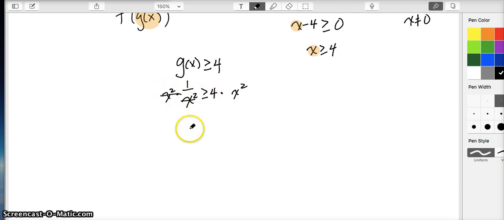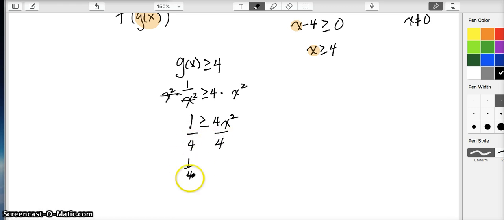Oh, the math. And I end up with 1 is greater than or equal to 4x squared. Still haven't solved for x, but I got it out of the denominator, which is kind of a pesky place to have x in order to solve. Let's keep going. I need to get x by herself, so I'm going to divide both sides by 4. And now I'm getting closer.